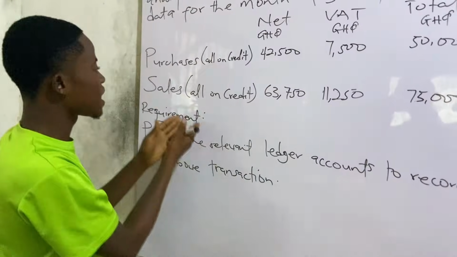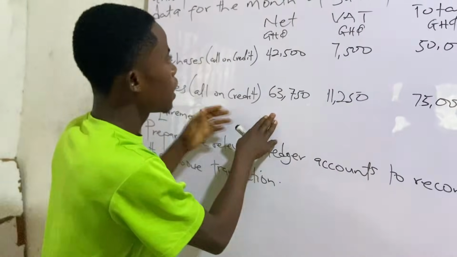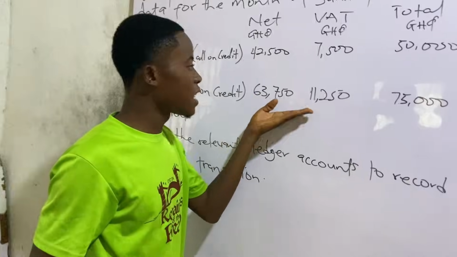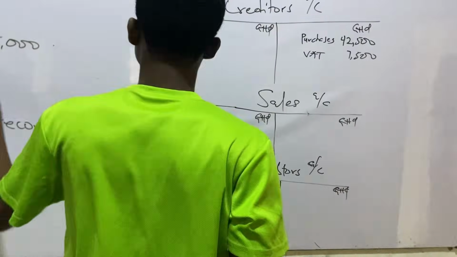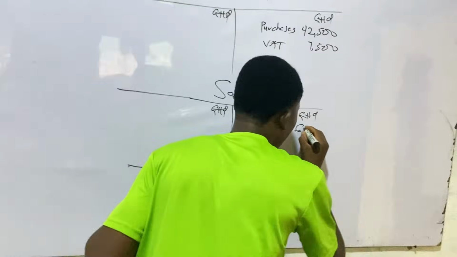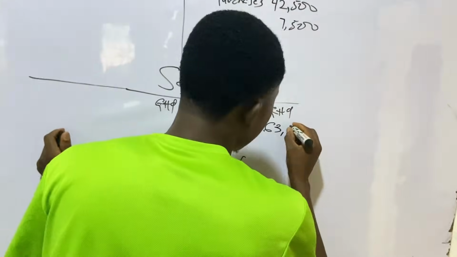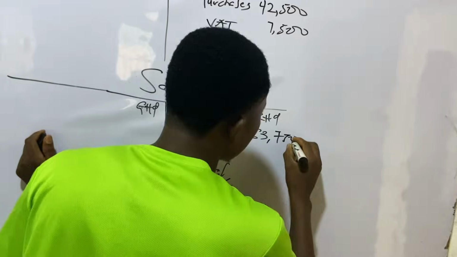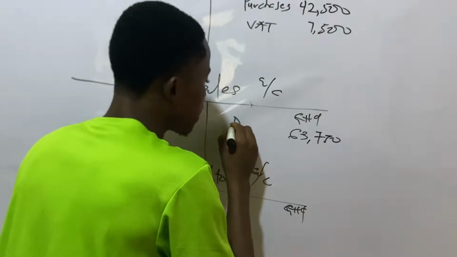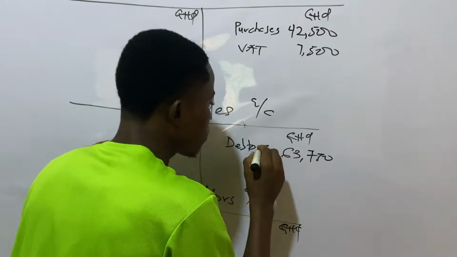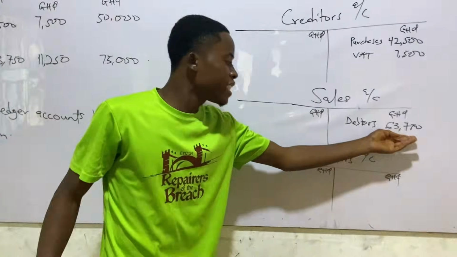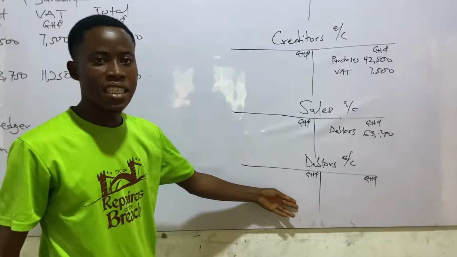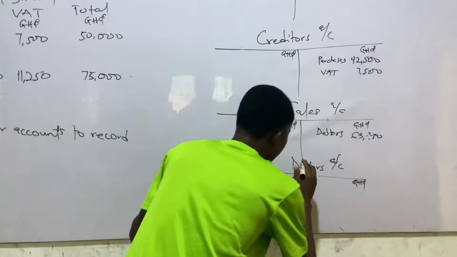Now let's move on to the sales. Our sales amount to 63,750. So we have to credit sales with the amount 63,750. And then the narration will be our debtors. So the corresponding entry of the credit is a debit in the debtors account.